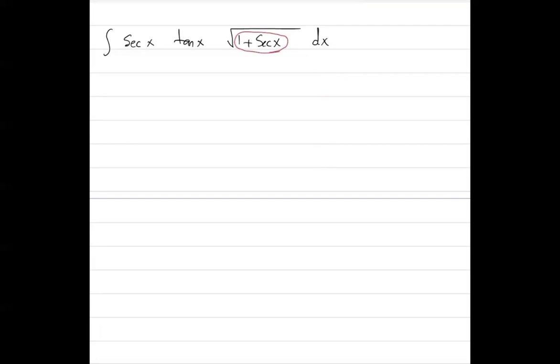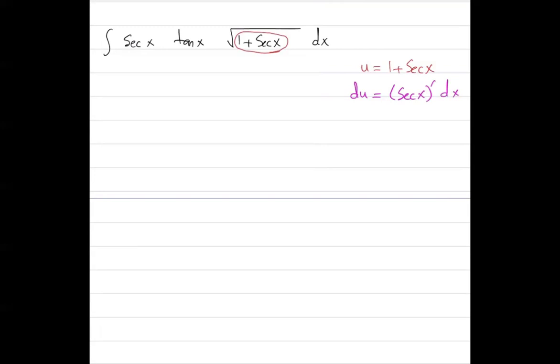I'm going to take this and call it u. Let u be 1 plus secant x. We want to calculate du. The derivative of 1 is 0. We need to find the derivative of secant x, then dx.